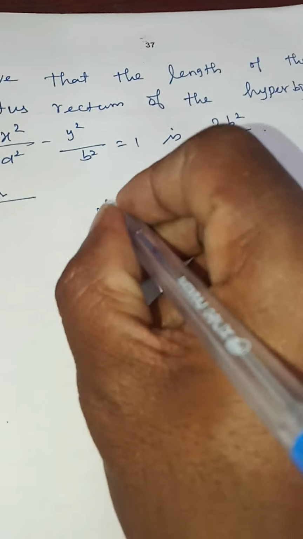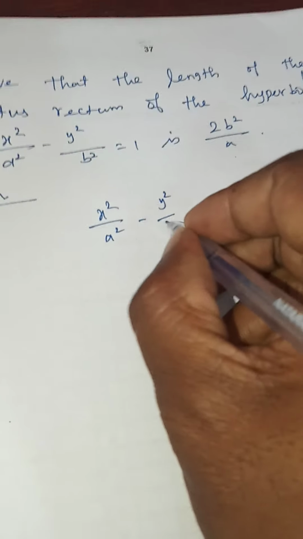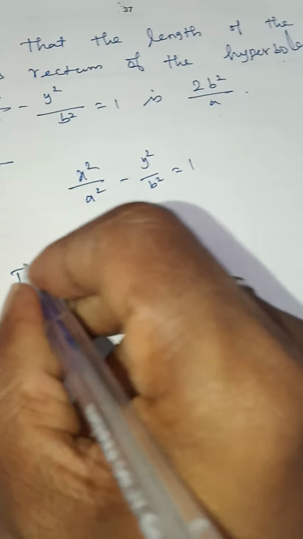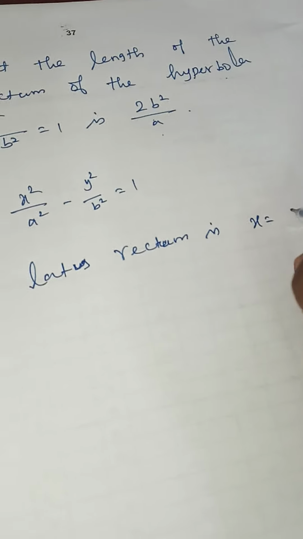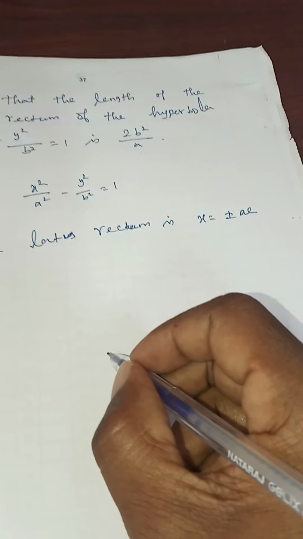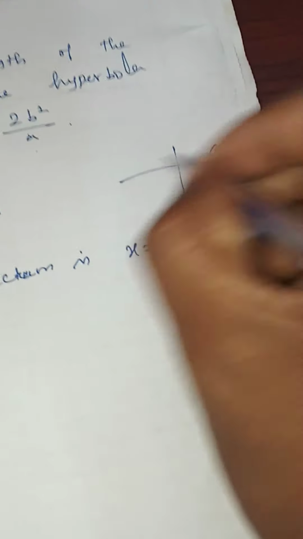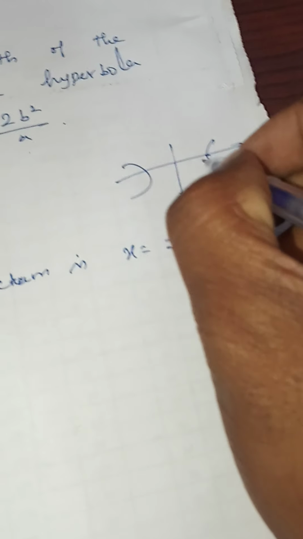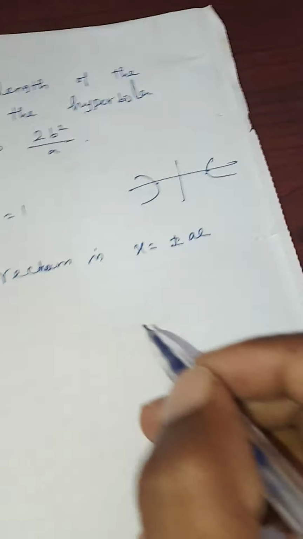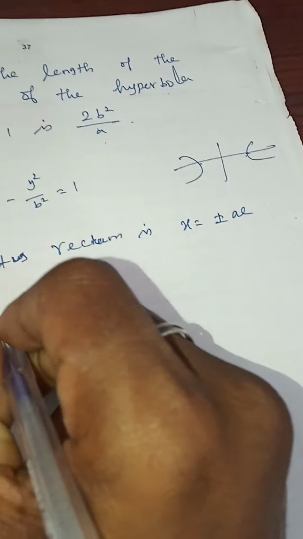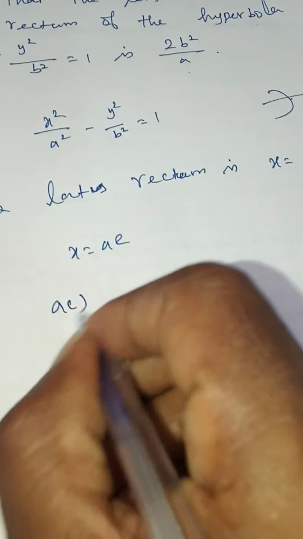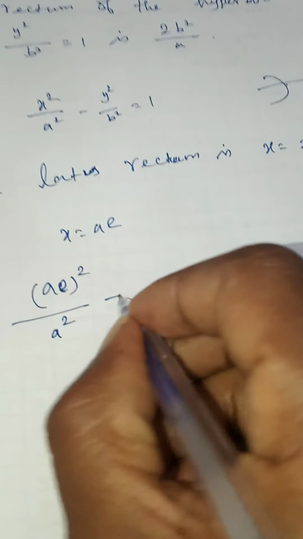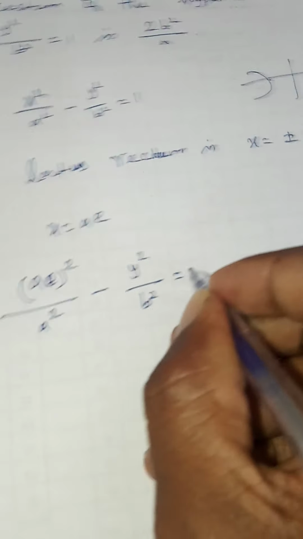Okay, given the hyperbola x square by a square minus y square by b square is equal to 1, the latus rectum is x equal to plus or minus ae. One latus rectum is at ae, the other is at minus ae. First take the positive, x equal to ae, and substitute it into the hyperbola equation: ae the whole square divided by a square minus y square divided by b square is equal to 1.